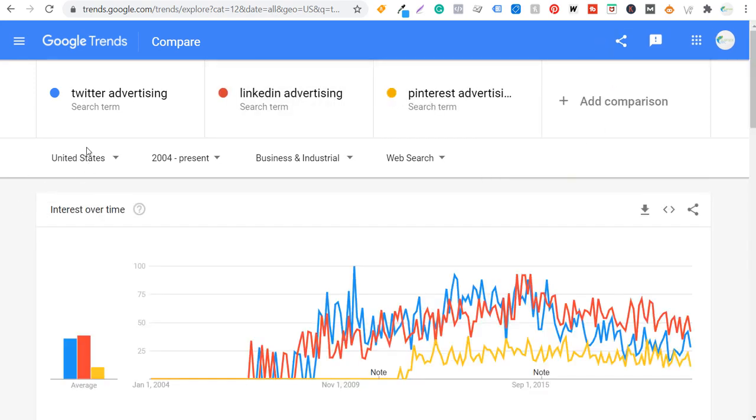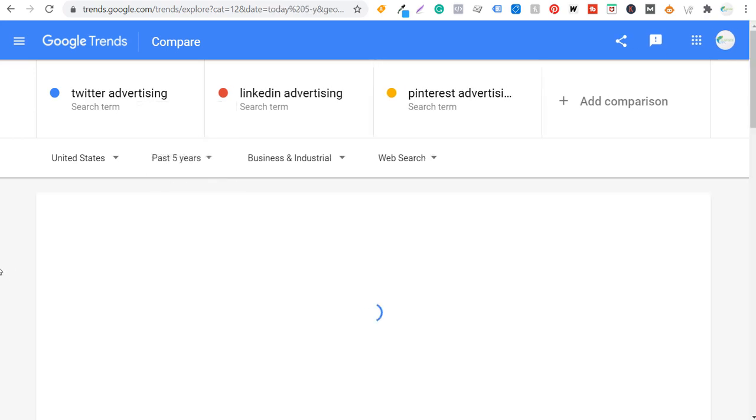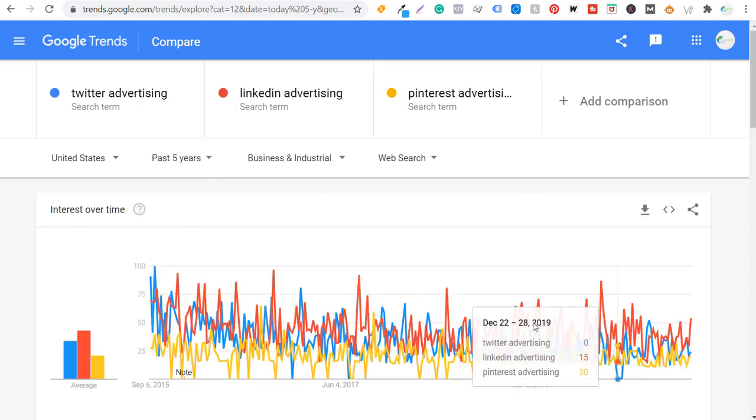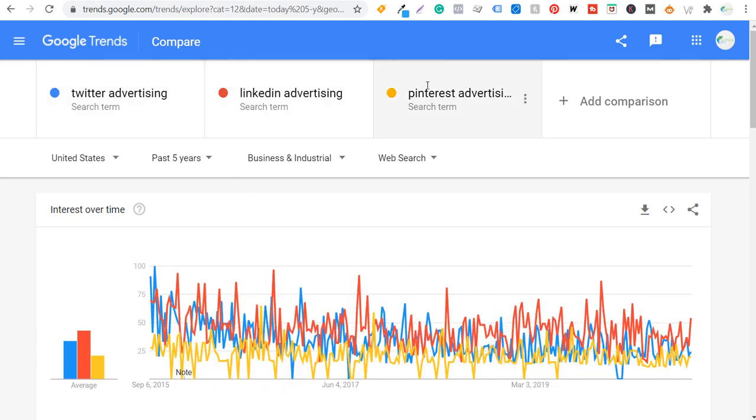And if you're seeing United States, 2004 to present. So if we're just looking at trends all time, what you can see is it looks like LinkedIn advertising has the most overall search volume, and then Twitter advertising is in between, and then at the very bottom is Pinterest advertising. So maybe we can change this a little bit and we'll just do the past 5 years. So it might look a little bit different. And it looks like it's a little bit more blended here. So you're seeing some areas where maybe Twitter advertising is a little bit higher than usual, maybe Pinterest advertising, but for the most part, it's pretty similar, the amount of people looking for these different search topics.